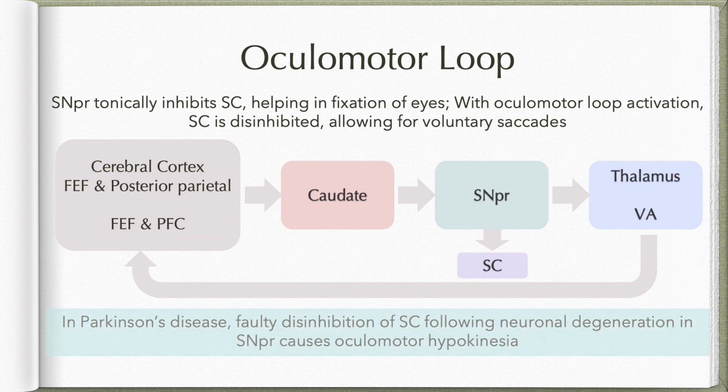Similarly, oculomotor loop will also be affected. So there is faulty disinhibition of superior colliculus that will follow the degeneration in substantia nigra pars reticulata, which will cause oculomotor hypokinesia. So these are other features as seen in Parkinsonism.